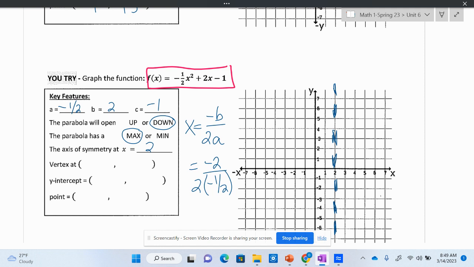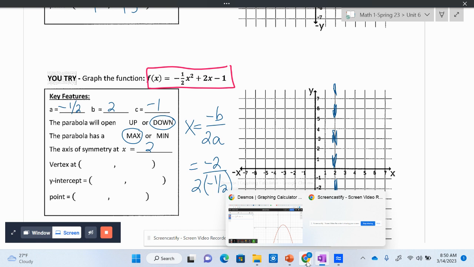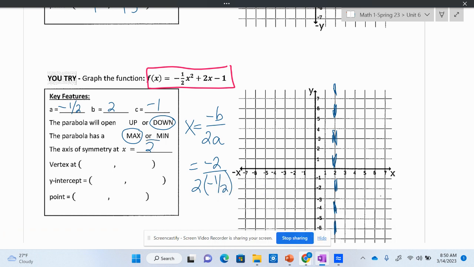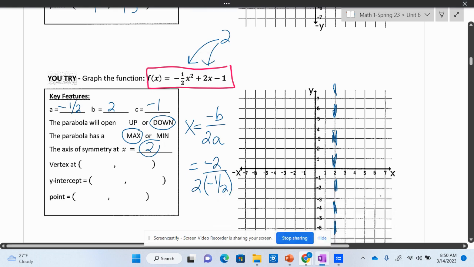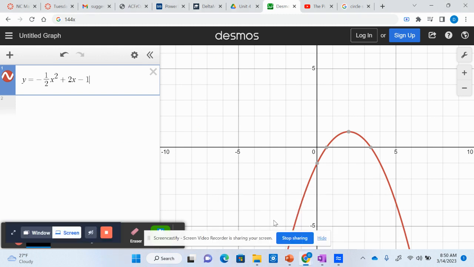So does everyone have their dashed line drawn at x equals 2? I'm going to go to Desmos so you can see. The next thing that we need to find is the vertex. Technically, what we need to do is plug in this x equals 2 for all of our x's. That's how we find the vertex. But I'm going to go to Desmos and show you a picture.